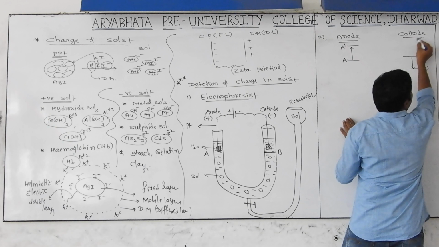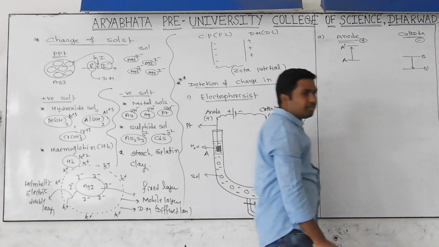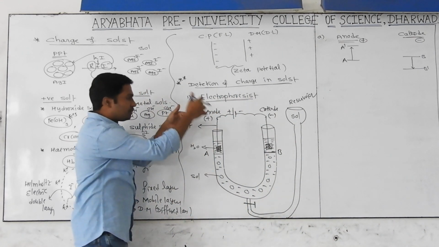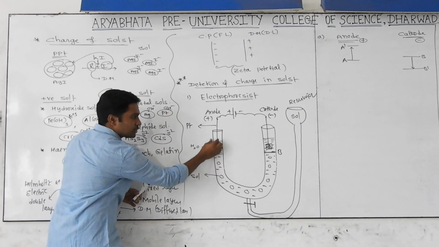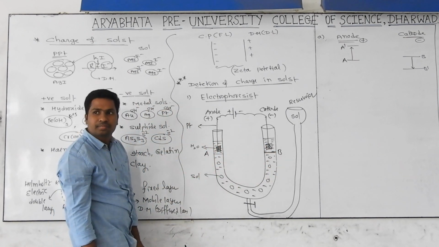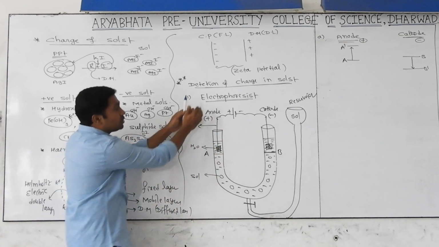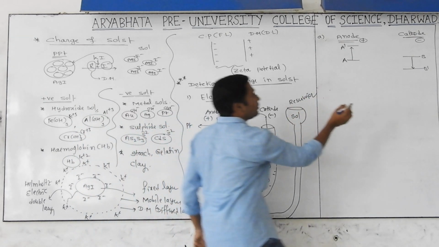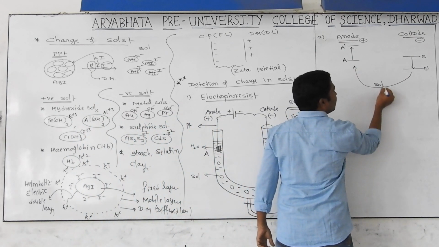Cathode means which charge? Negative charge. Anode means which charge? Positive charge. Finally, what do you observe? After giving the battery connection, the A boundary goes upside and the B boundary comes downside. What is the meaning of that? The whole sol is moving towards the anode. That is what I am writing: the whole sol is moving towards the anode.